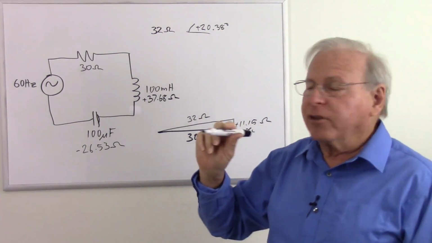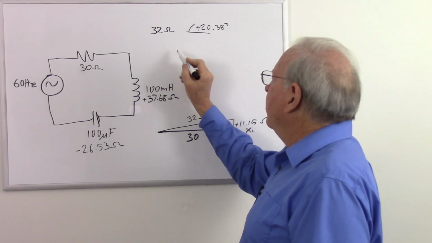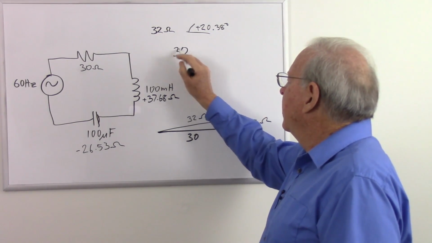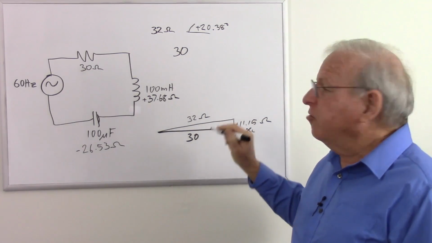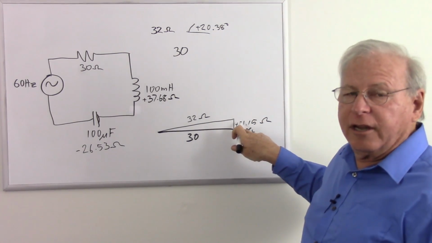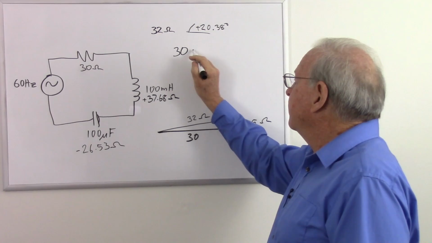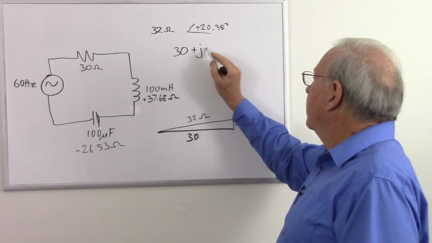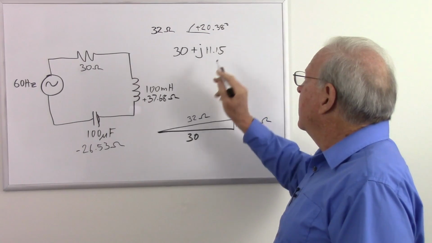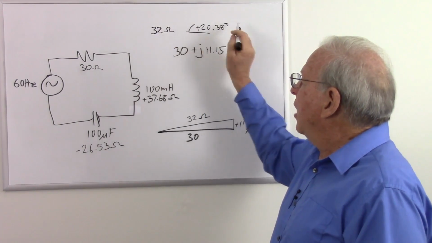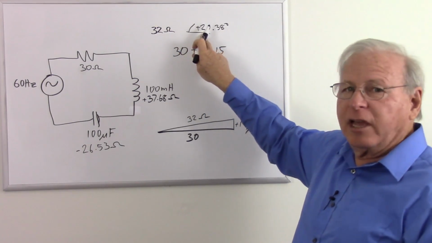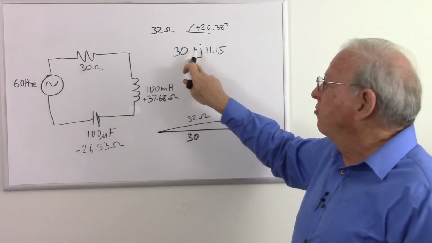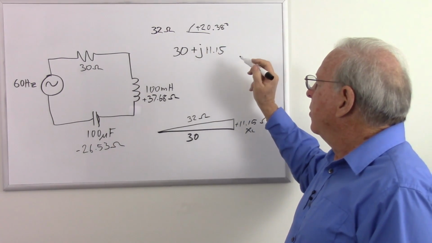And once again, to put this in rectangular notation, it's going to be the resistance and then plus or minus J. In this case, since it's inductive reactance, it's going to be plus J, and then the reactance. So there's the impedance in polar notation, 32 ohms with a phase angle of 20.38 degrees. There's the impedance in rectangular notation, 30 plus J 11.15.